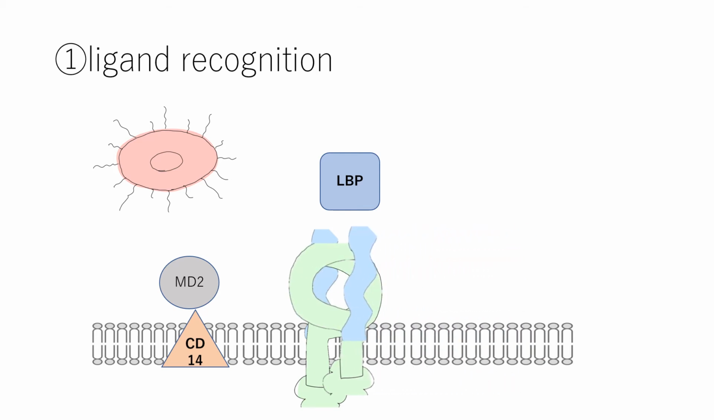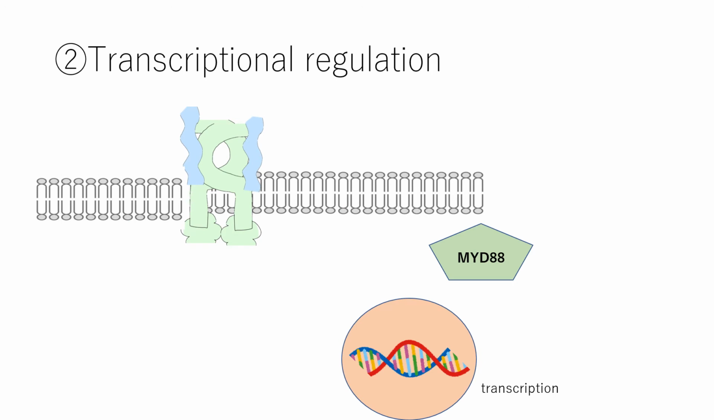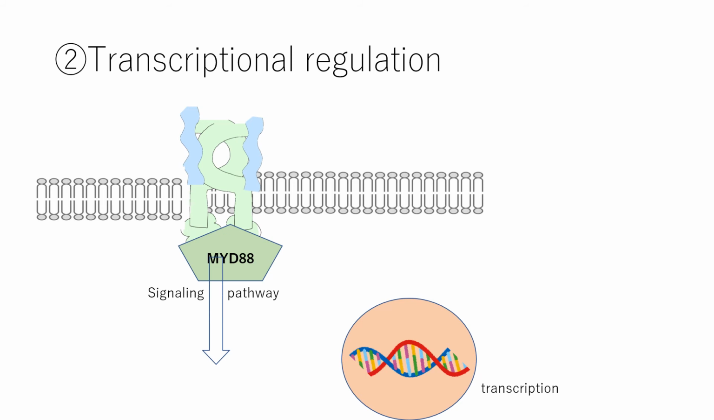Next is transcriptional regulation. By forming a dimer in a round shape, the TIR domains of the receptors in the cell also form a dimer. MYD88 recognizes and binds to this structural change, from which signal transduction goes downstream, and finally the transcription factor NF-kappa B is produced. NF-kappa B enters the nucleus and binds to target genes to promote transcription into mRNA.